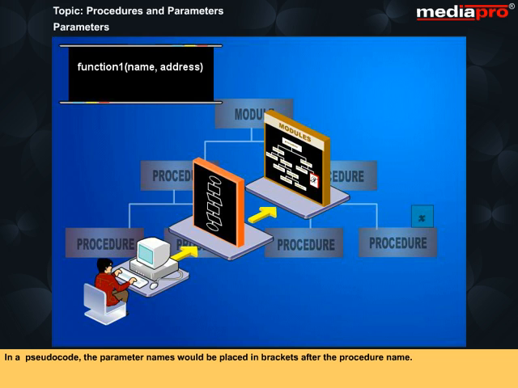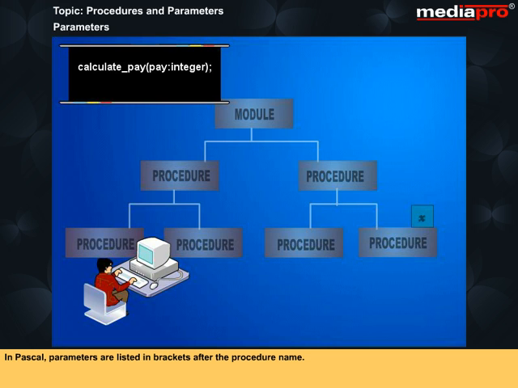In pseudocode, the parameter names would be placed in brackets after the procedure name. In Pascal, parameters are listed in brackets after the procedure name. The variable pay is a parameter that will be used by the procedure called calculate_pay.